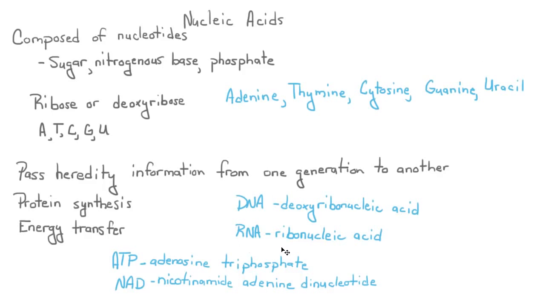RNA is involved in protein synthesis and energy transfer molecules. You have ATP, which is adenosine triphosphate, contains the molecule adenine, and nicotinamide adenine dinucleotide, which also contains the molecule adenine. And both of these contain the sugar ribose. But that's all I have for biochemistry and organic chemistry right now.